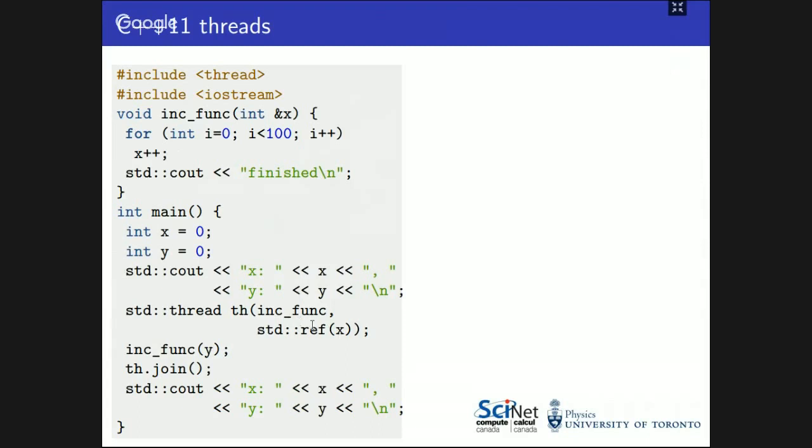And this starts it in the background. I just created that object. It starts in the background. Fantastic. While it's running in the background, I call incfunc on the other variable y, and I still have to wait for them both to finish. So there's a join, and then I print it.